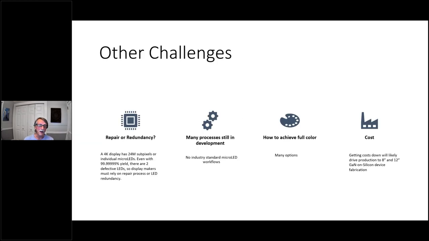Other challenges, repair or redundancy. So here's where you see all these yields coming in. For a 4K display, that's 24 million emitters. If you have two defective pixels, that's 5 nines of yield. That's a lot of quality control. So you're going to have a repair process or a redundancy solution here. Some people are actually talking about putting multiple LEDs, having a redundant LED in almost every pixel position, which is kind of crazy. But unless you have a good repair process, some people are moving in that direction.